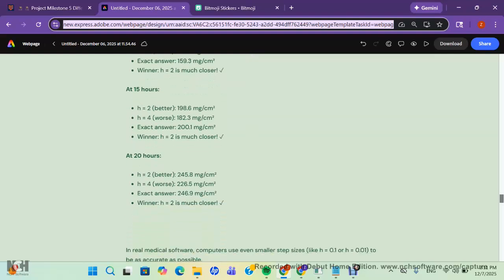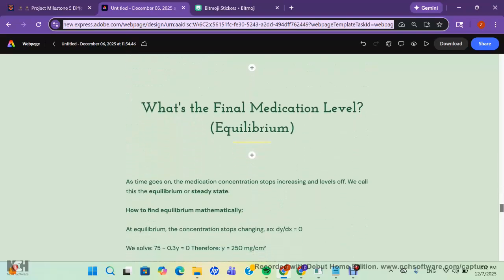And then at 20 hours, h equals 2 is at 245.8 versus the exact 246.9. But h equals 4 is at 226.5, and that's a 20 milligram per centimeter squared difference. So the answer to which step size is better is clearly h equals 2. And in real medical software, like I said, programmers use even smaller step sizes to be even more accurate.